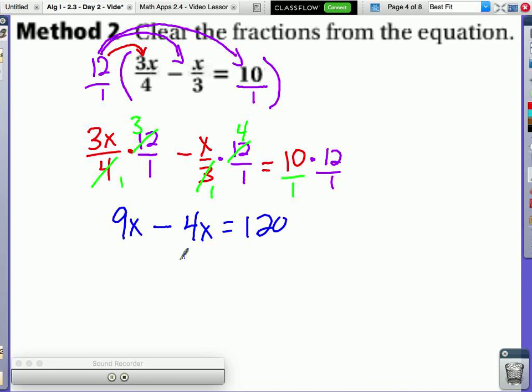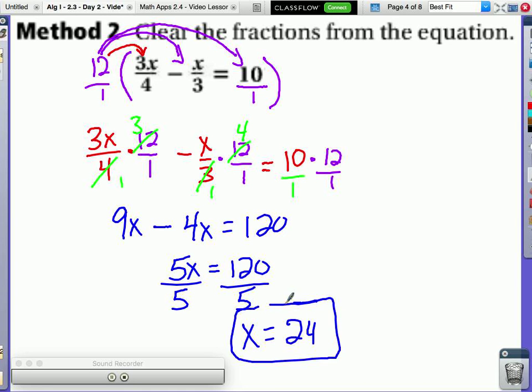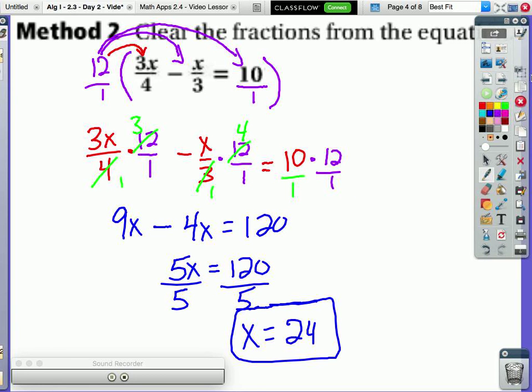9x minus 4x is 5x, equals 120. And again, we don't work with any fractions then. X equals, again, you can use your calculator to divide this. 120 divided by 5 should be 24. Okay, so two methods to solve this problem.